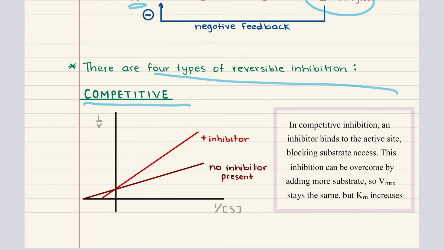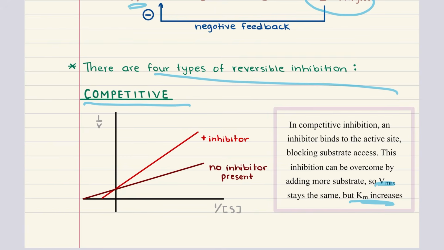Since both the inhibitor and the substrate compete for the same binding site, this type of inhibition can be overcome by simply adding more substrate. So that means the enzyme can still achieve the same maximum reaction rate, or Vmax, but it now requires a higher concentration of substrate to reach that speed. So Vmax stays the same, but Km increases. And the increased Km reflects the fact that the apparent affinity for the substrate is lower due to competition.